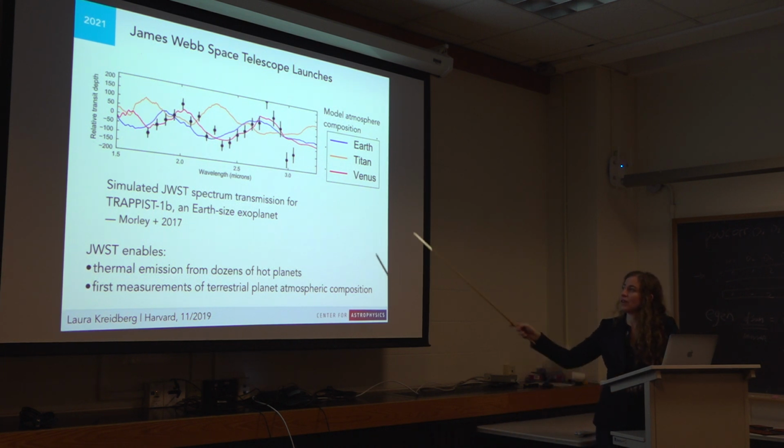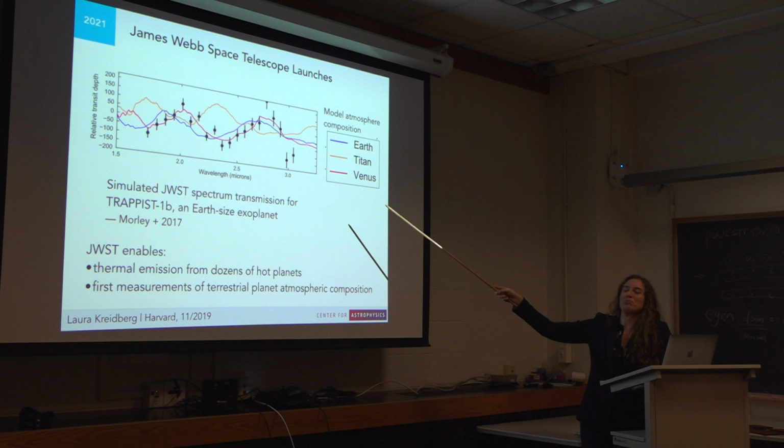And you can see that this is for some reasonable number of transits, fewer than 10. Not only can you detect spectral features, but you can also start to distinguish between what molecules are responsible for the absorption.